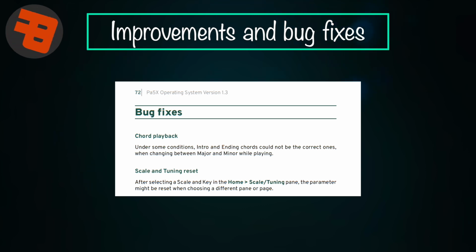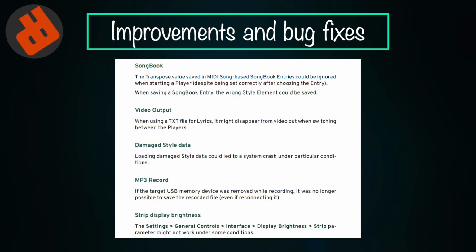Scale and tuning reset. After selecting a scale and key in the Home Scale Tuning pane, the parameter might be reset when choosing a different pane or page. Songbook. The transpose value saved in MIDI song-based songbook entries could be ignored when starting a player, despite being set correctly after choosing the entry. When saving a songbook entry, the wrong style element could be saved.